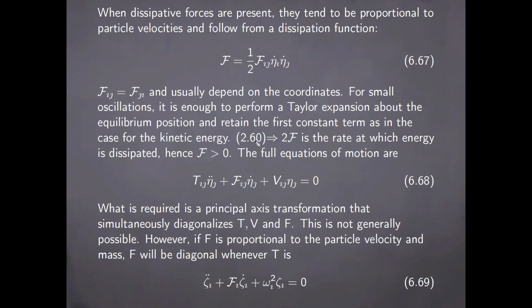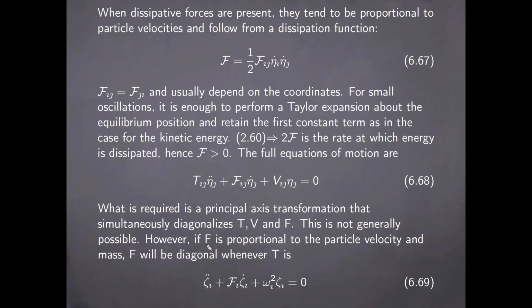Recall from equation 260 that 2 times F is the rate at which energy is dissipated. Hence, the Rayleigh dissipation function is always positive. And then the full equations of motion have the form here. So solving them would require a principal axis transformation that simultaneously diagonalizes the matrix corresponding to the potential energy, to the kinetic energy, and to the dissipation function. Generally, this is not possible.